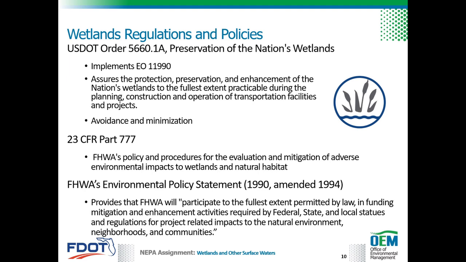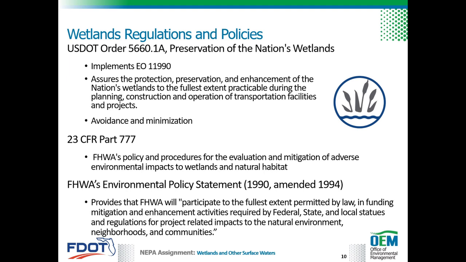More guidance on practicable alternatives is provided in 40 U.S. Code of Federal Regulations, or CFR, Section 230.10a. The Federal Highway Administration's, or FHWA's, policy and procedures for the evaluation and mitigation of adverse environmental impacts to wetlands and natural habitat resulting from federal aid projects are contained in 23 CFR Part 777.